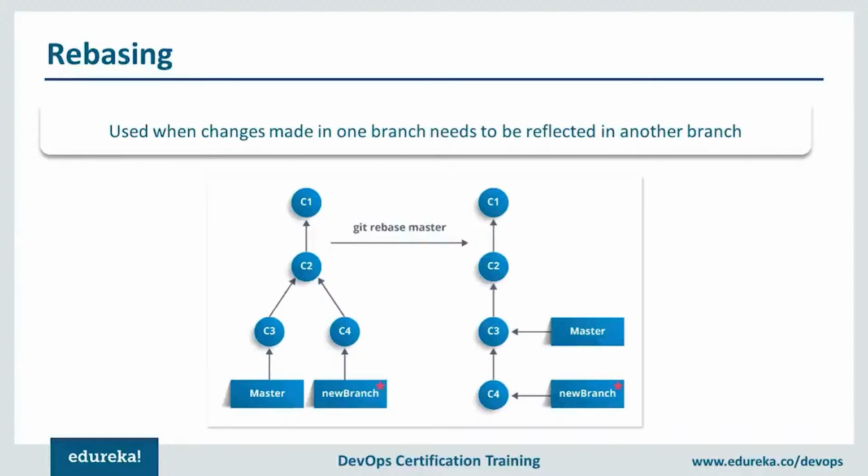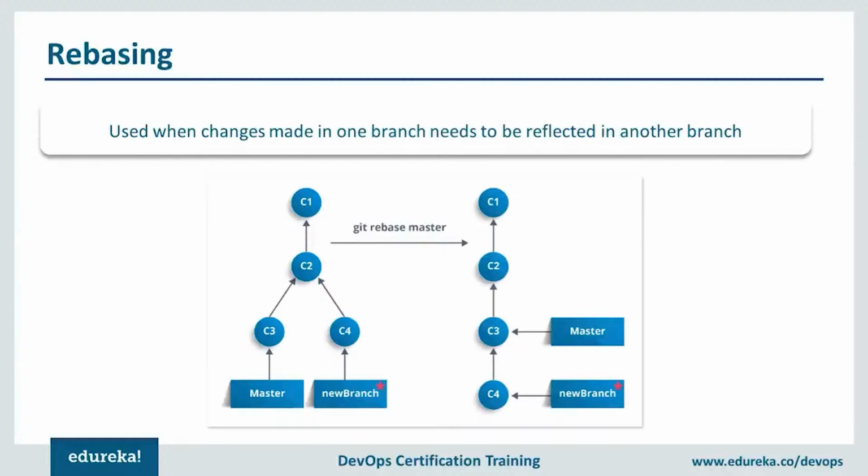If you see the workflow diagram here, you've got a master branch and you've got a new branch. When you're rebasing it, you can see in this workflow, instead of creating a commit which will have two parent commits, what rebasing does is that it actually places the entire commit history of your branch onto the tip of the master.